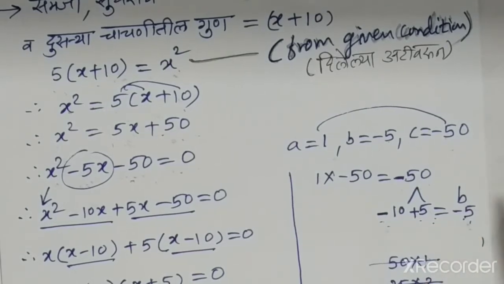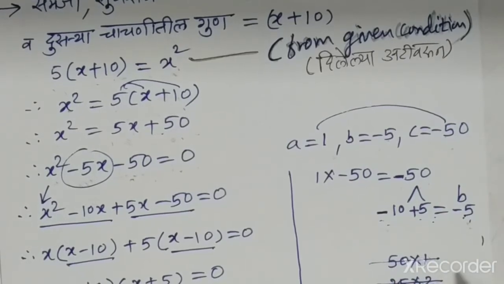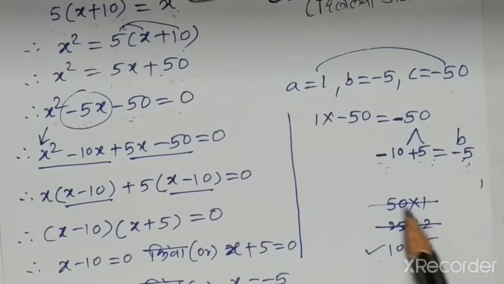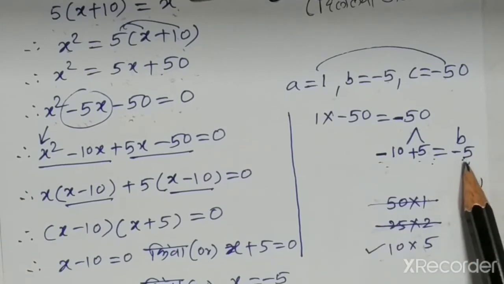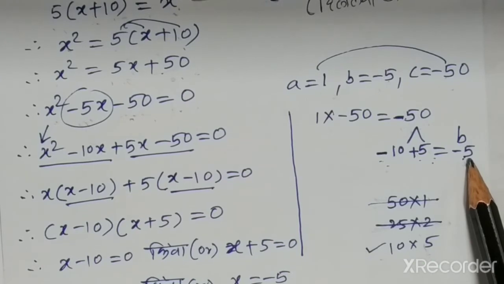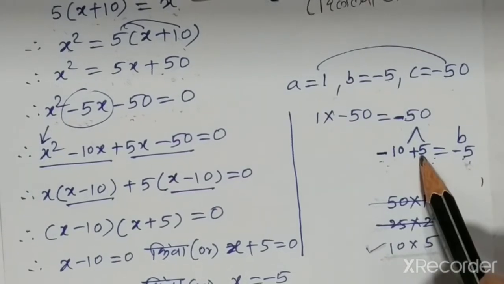Take the pairs having product 50: 50 into 1, 25 into 2 and 10 into 5. These are the three pairs having product 50. But these two pairs we have cancelled because their addition or subtraction is not equal to 5. We will consider the pair 10 into 5, because the addition is not 5 but the subtraction is 5. So 10 minus 5 is 5. This pair we have selected.